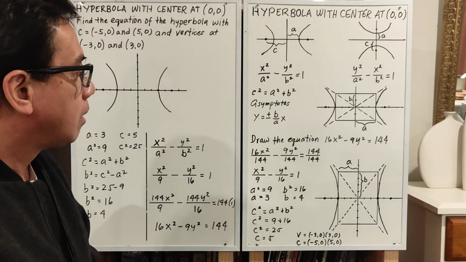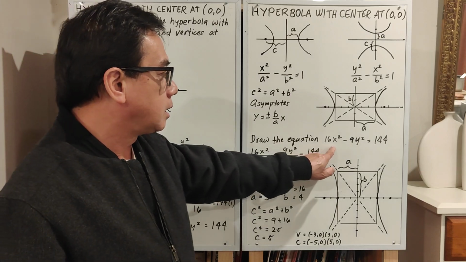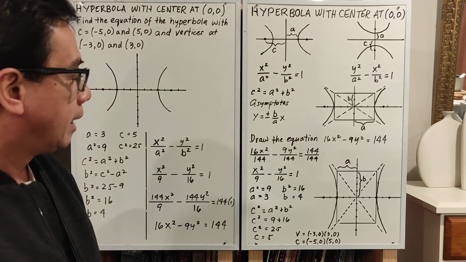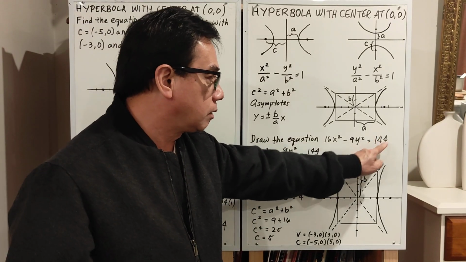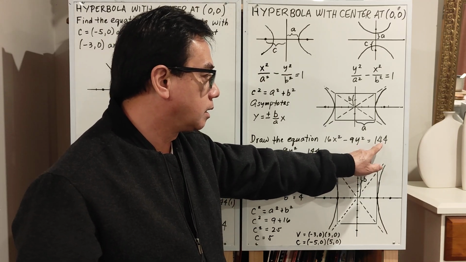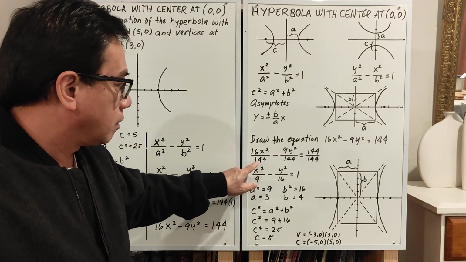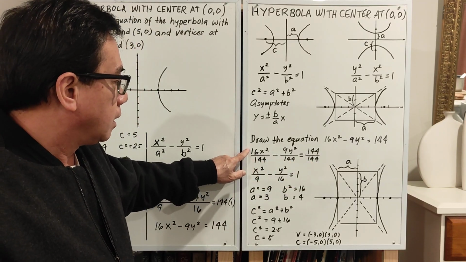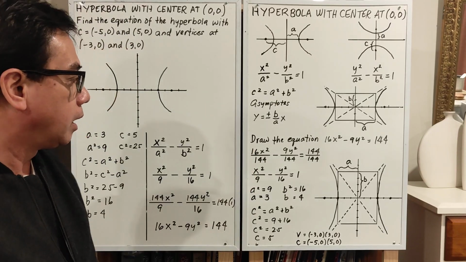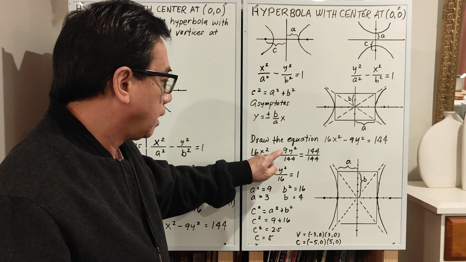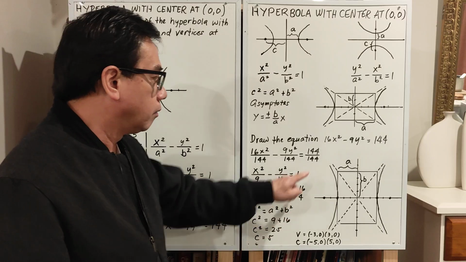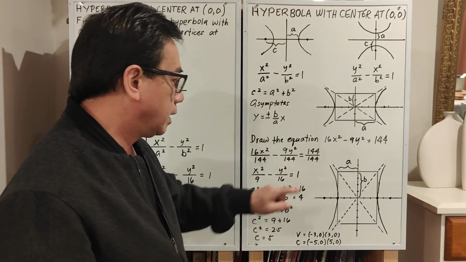So let's proceed with an example. Draw the equation 16x squared minus 9y squared is equal to 144. The first thing we need to do is to make the right side into 1. So we need to divide all the terms by 144. If we divide 16x squared by 144, this will cancel out, leaving just 9 in the denominator. For 9y squared, 9 and 144 will cancel out, leaving just 16 in the denominator, and then 144 divided by 144 is 1.